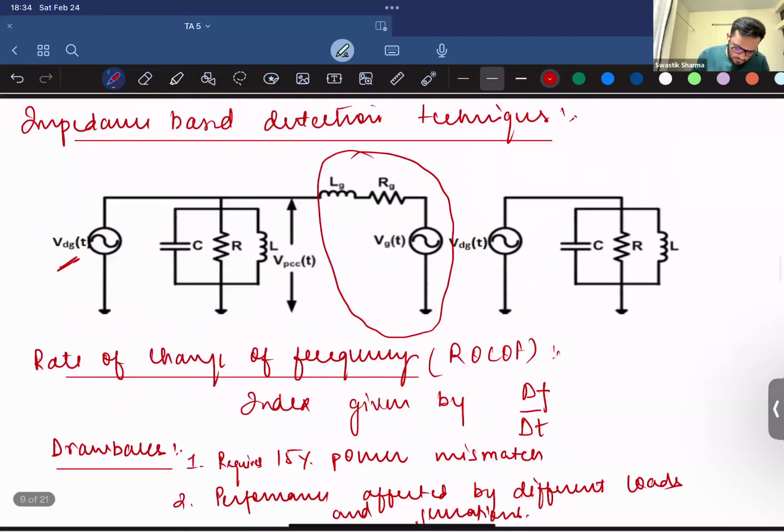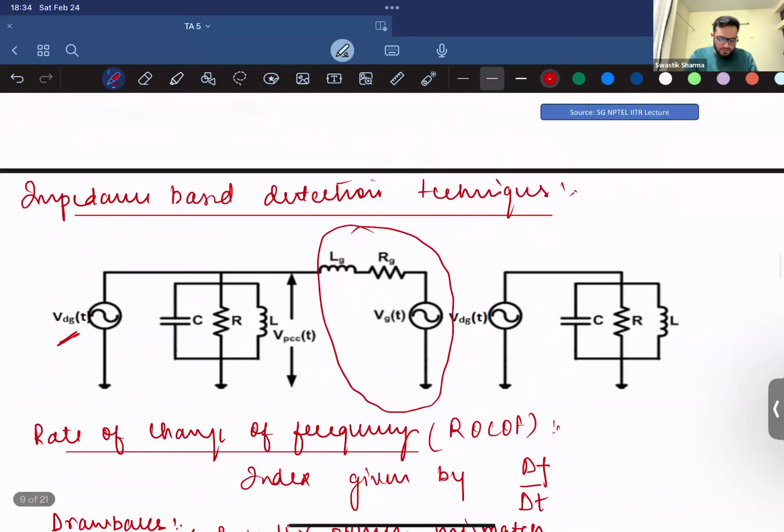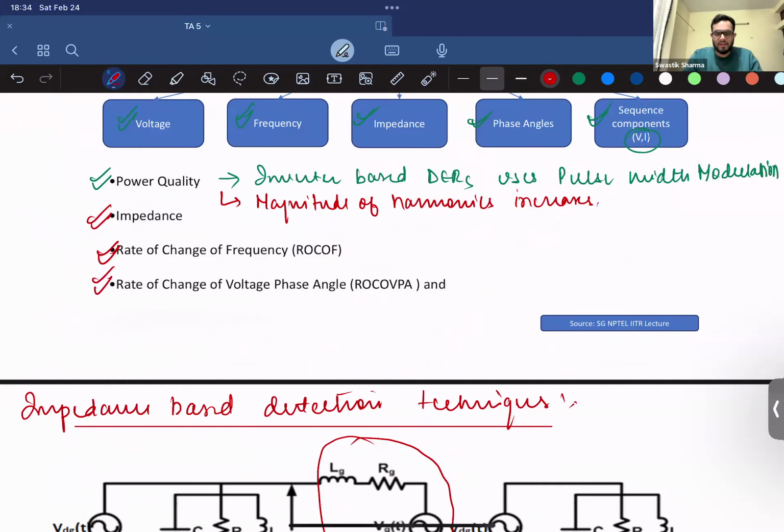Then you have rate of change of voltage phase angles. So if your voltage phase angle, and not just voltage phase angle, also the current phase angle, are changing, you will be able to tell if islanding has happened or not. It's called ROCPA, the rate of change of phase angles. It's given by the phase angle difference between voltage and current. So if you monitor this rate of change of phase angles, you will be able to tell if your microgrid has gone into islanding or not.